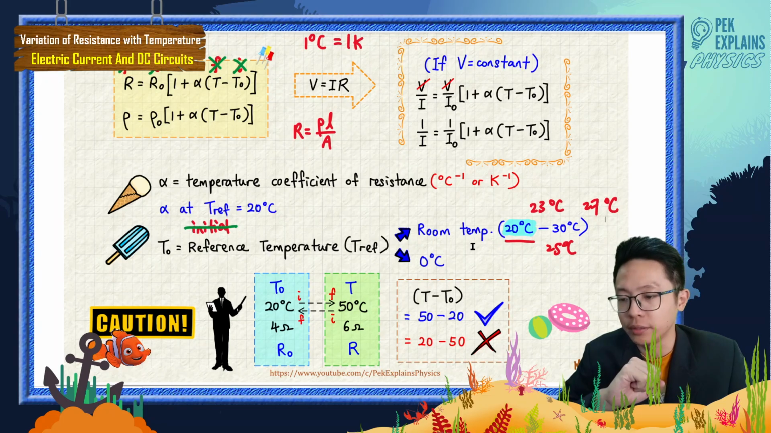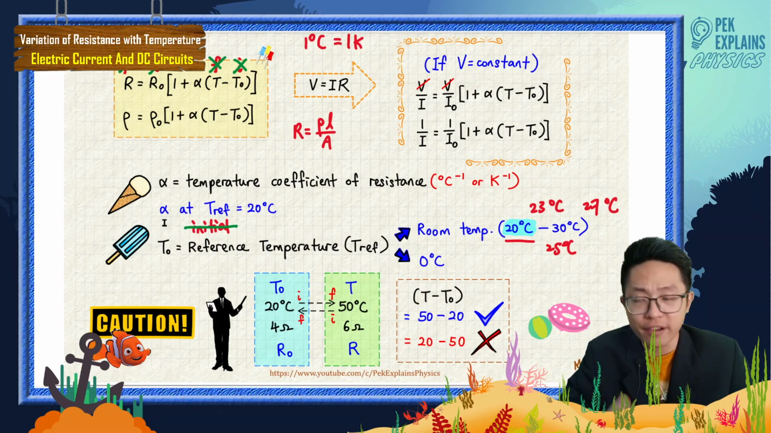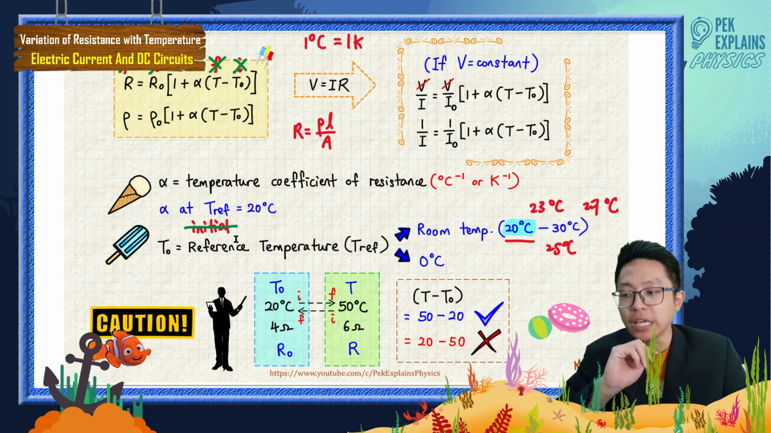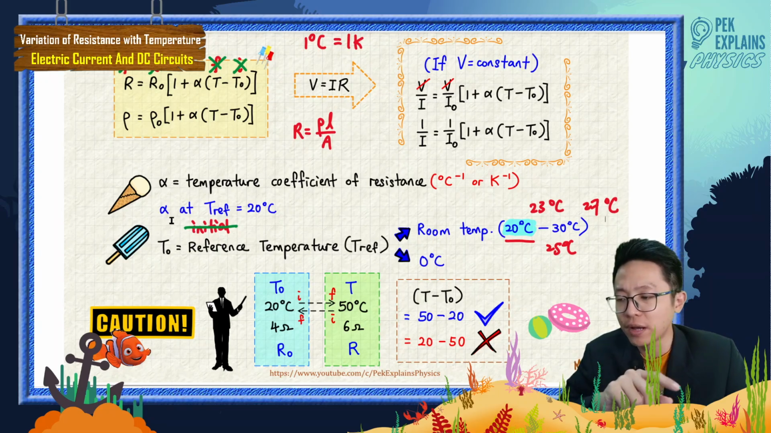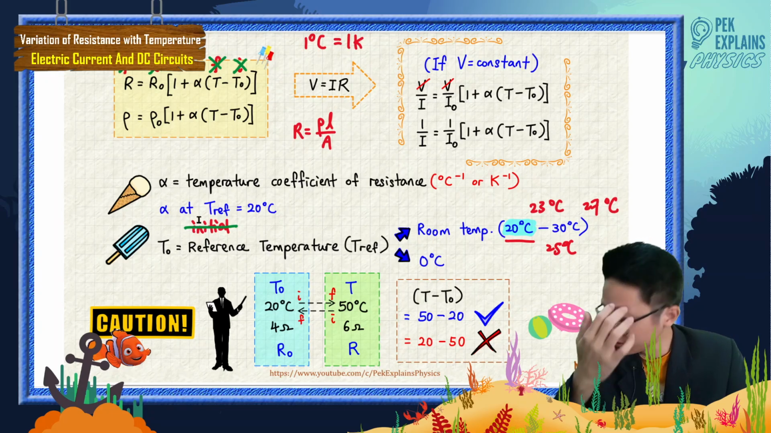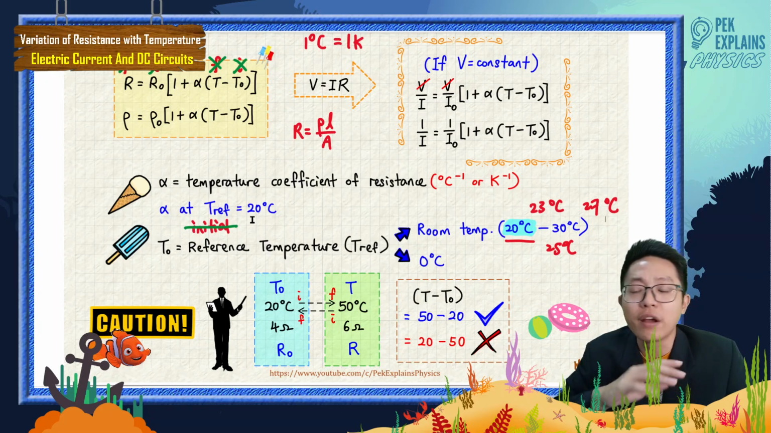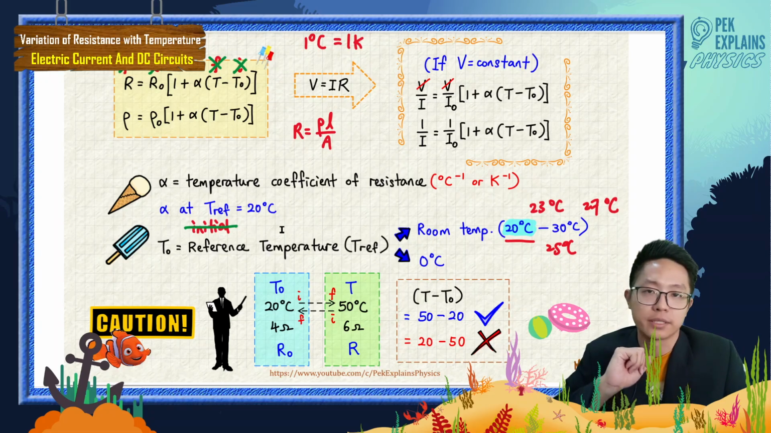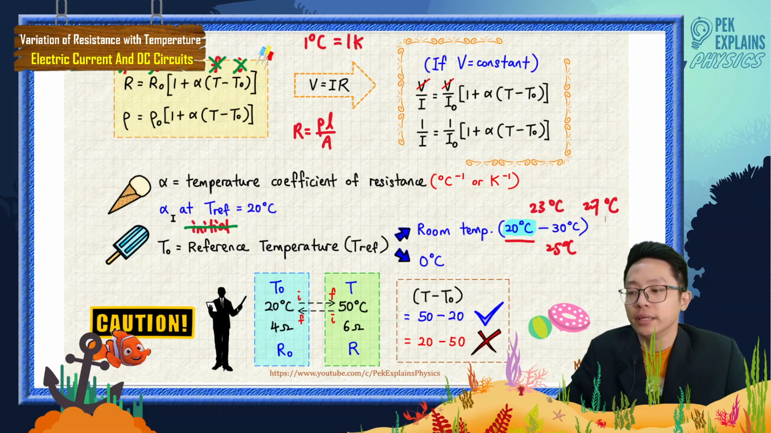Why is this so important? Why does the reference temperature have a specific value? It is because alpha, the temperature coefficient of resistance, has a different value at different reference temperatures. And the alpha for our matriculation syllabus is chosen at a reference temperature of 20 degrees Celsius. Our alpha is alpha at 20 degrees Celsius.